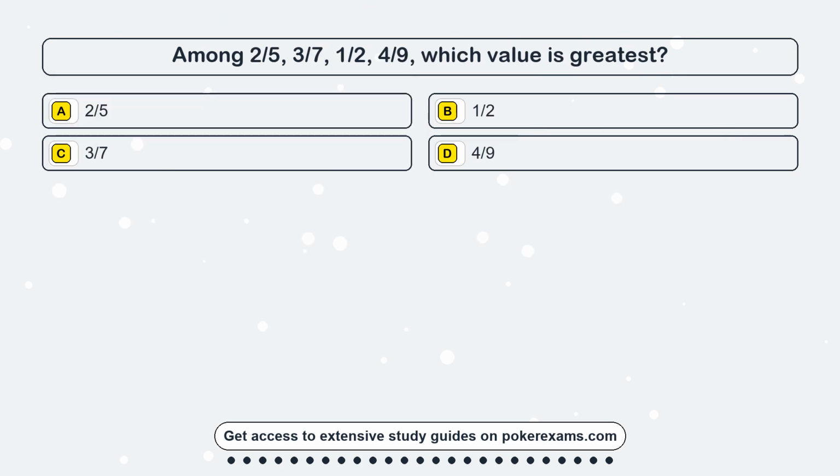Question 2. Among 2/5, 3/7, 1/2, 4/9, which value is greatest? Option A 2/5. Option B 1/2. Option C 3/7. Option D 4/9.